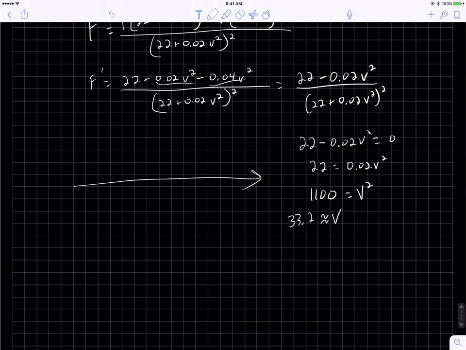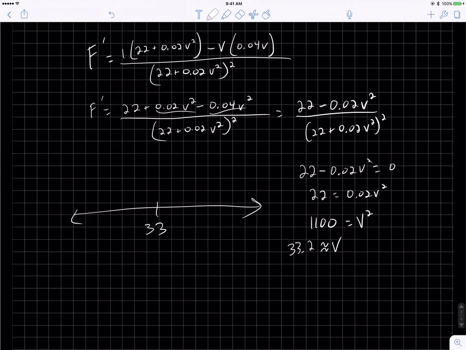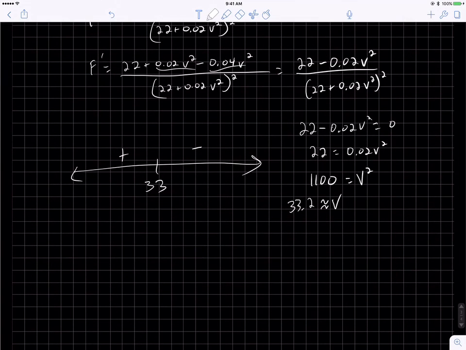I put that on my test interval. And I want to maximize the flow rate. So I plug the stuff in. It turns out plus minus. So I know it's a max when the velocity is 33 miles per hour.